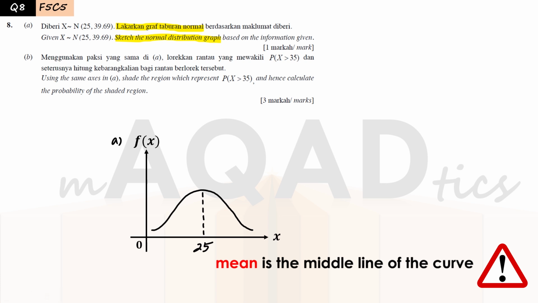So most of the data would be close to the mean, which is why, as you see here, we draw the 25 at the peak of the curve, because most of the data are close to 25. This is why the middle line would be the mean, which is 25.